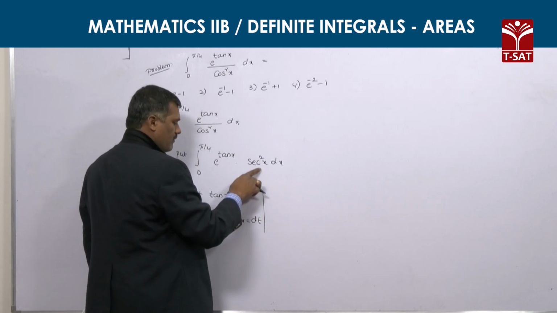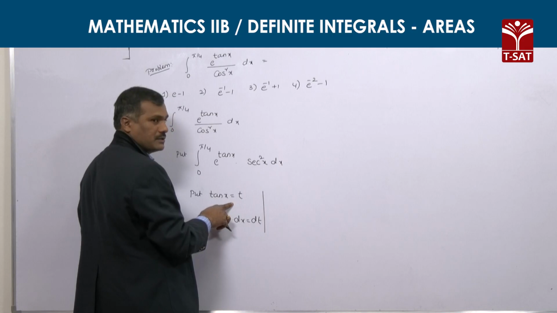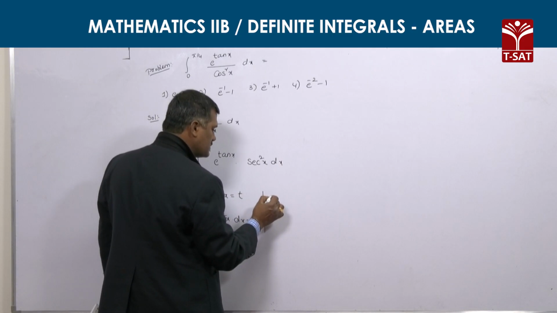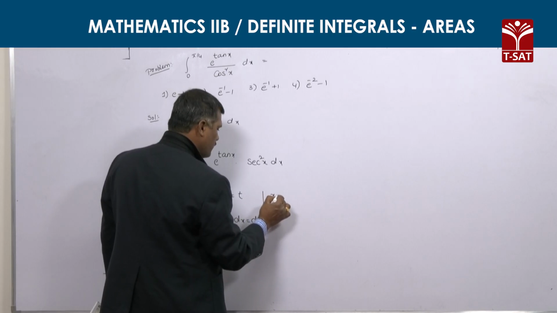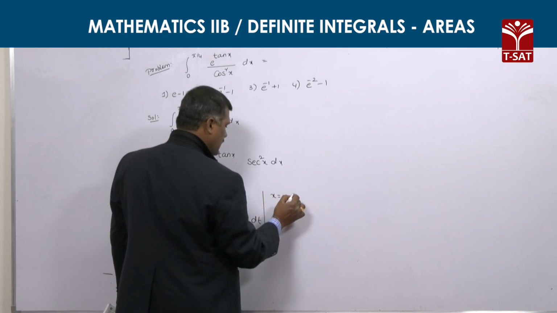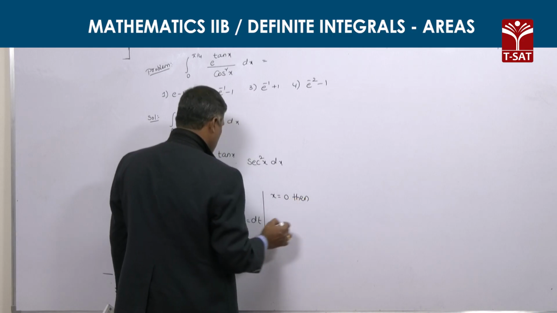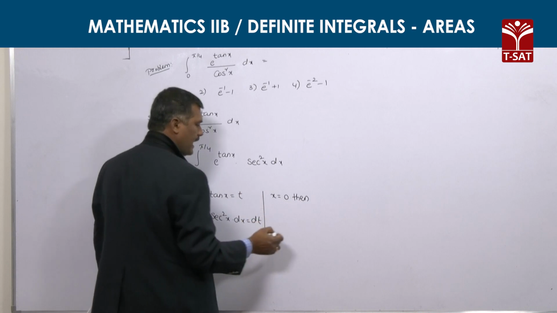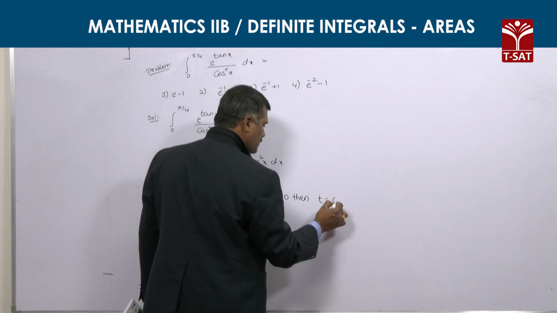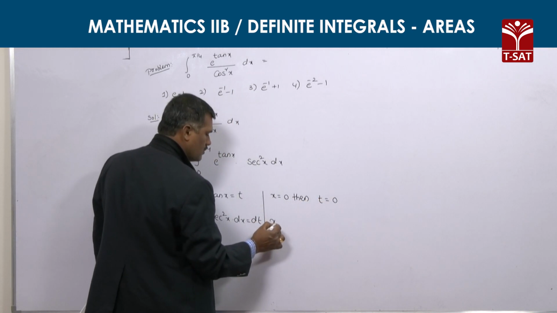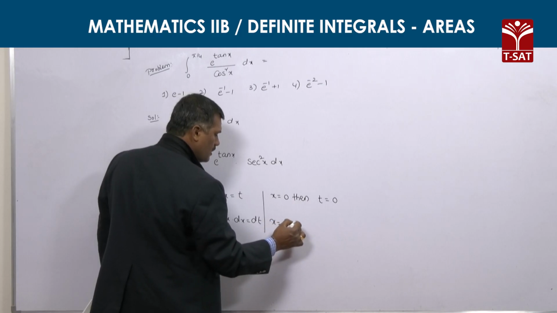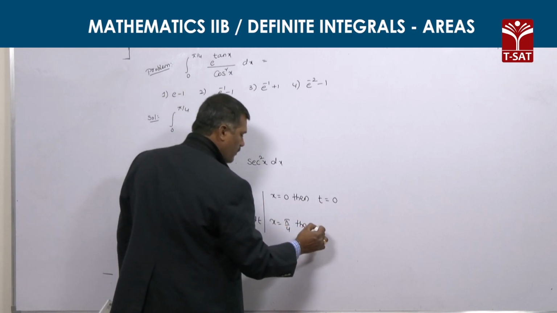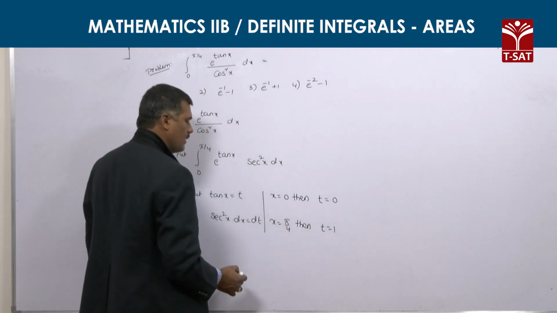Whenever we substitute a dummy variable, the limits of the integral also change. If x is equal to 0, substitute here tan 0 is equal to t, tan 0 is 0, therefore t is equal to 0. If x is equal to the upper limit pi by 4, then tan pi by 4 is equal to t, tan pi by 4 value is 1, so t is equal to 1.